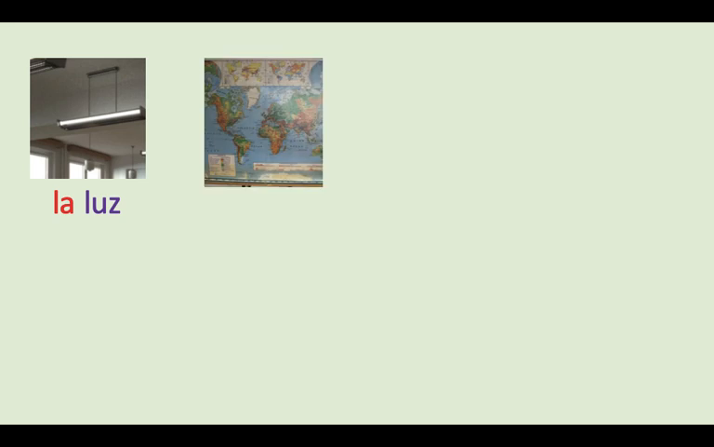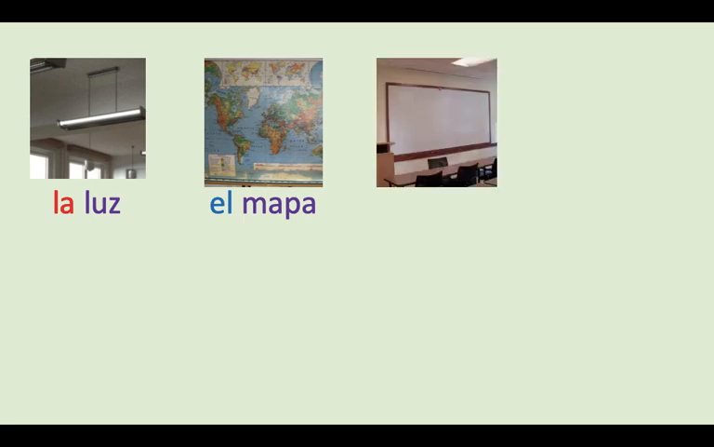What do you remember? ¿Cómo se dice light? Starts with L, like light. Repita, la luz. ¿Cómo se dice the map? Repita, el mapa. Did you remember? Masculine word that ends in an A? Irregular. ¿Cómo se dice board? Whiteboard, chalkboard. Repita, la pizarra. Did you remember throwing the pizza up there to try to remember that one?